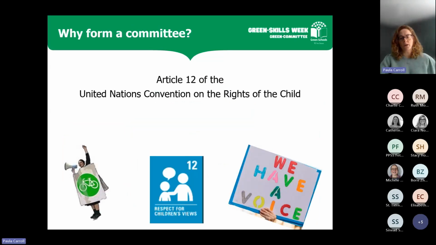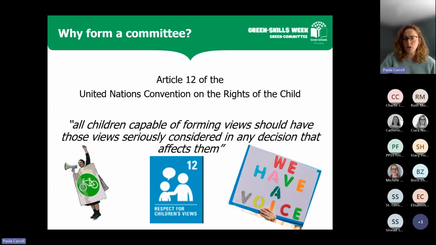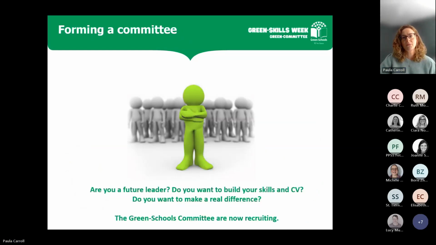Okay, so why do we form one? We basically all have a voice, we know that, but we're actually entitled to have our views heard. And a great way of doing that is through a committee. We're all global citizens and we all have a right to our opinions. And if we have ideas, it's a great place to share them. And we know that by lots of people coming together and sharing their ideas and working together, we can make positive environmental changes. But how do we form a committee?